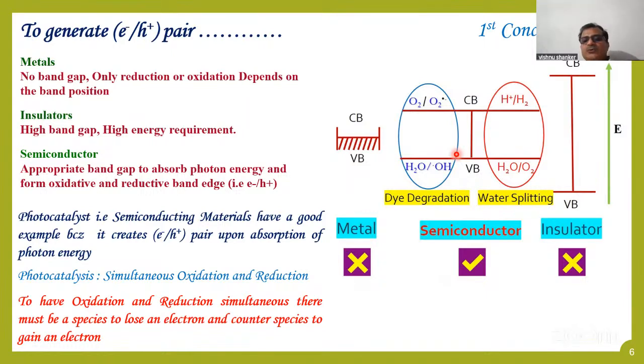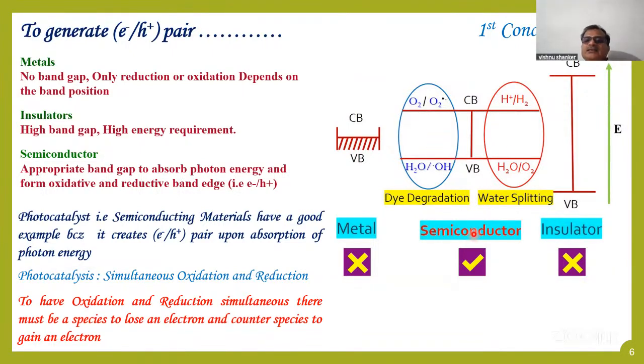Metal cannot serve the purpose, because it has a continuous band. Insulator also cannot serve, because its energy gap is very high and it has to absorb sunlight, that is, UV-visible radiation. So your only option is a semiconducting material. Semiconducting material can serve the purpose for photocatalysis.